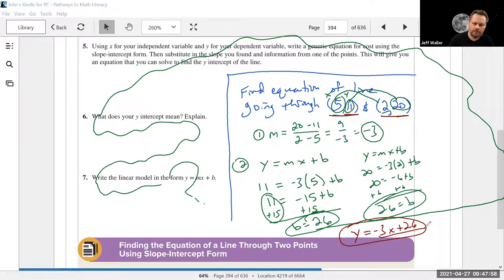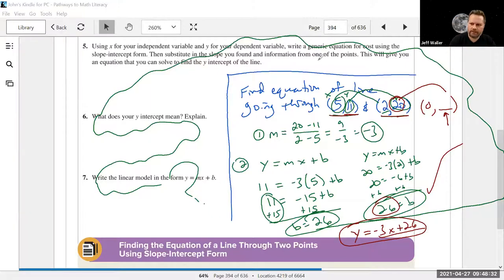And real quick, do you see, 5 has 11 output, correct? Input 5 has an 11 output. 2 has a bigger output. So wouldn't it make sense then that 0 would have an even bigger output? That's kind of like the way the line is going. Does that make any sense? So I would expect this to be bigger than 20. And it was 26. That makes sense.